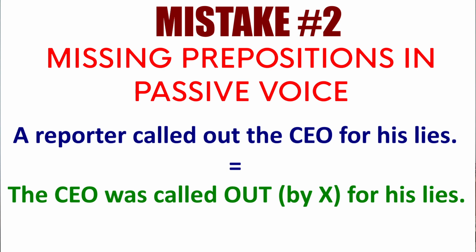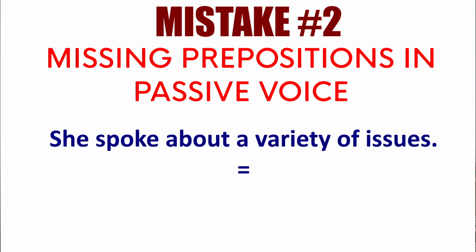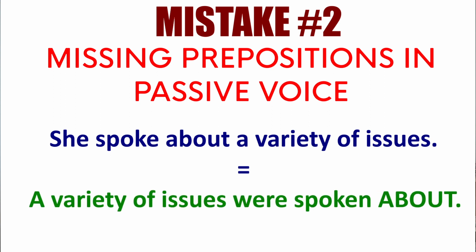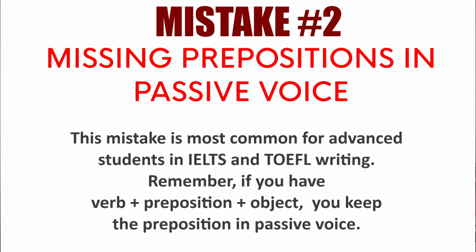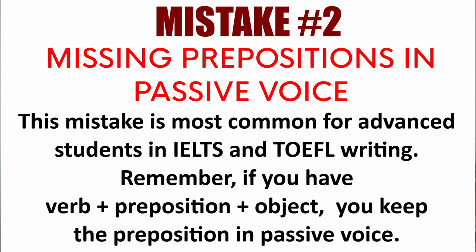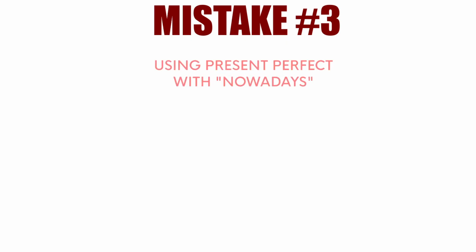A reporter called out the CEO for his lies. There, we keep the out. The CEO was called out for his lies. Another example, she spoke about a variety of issues. How can we make that passive voice? Well, a variety of issues were spoken about. We are not going to remove about. So it's very common for advanced students to forget the original preposition in passive voice.